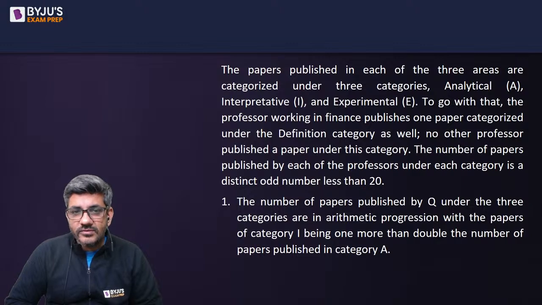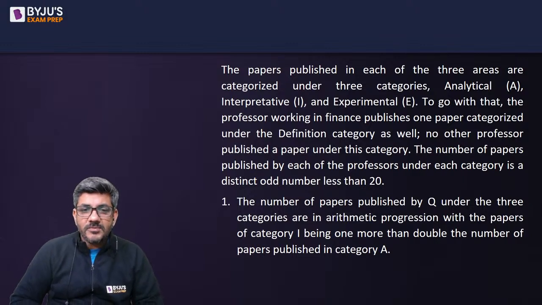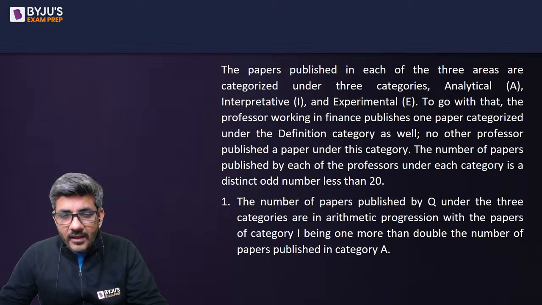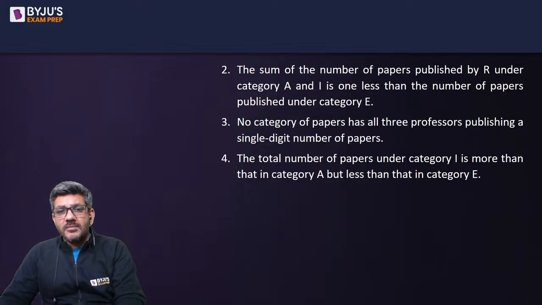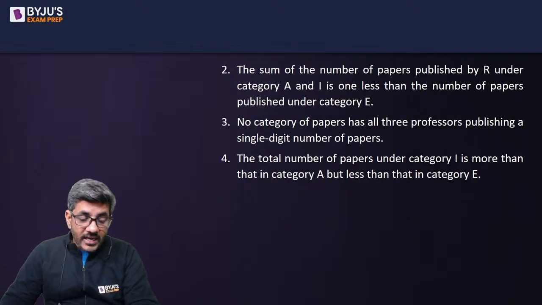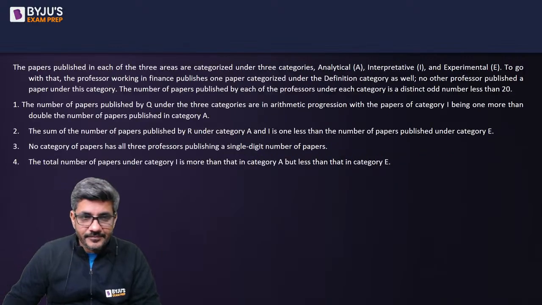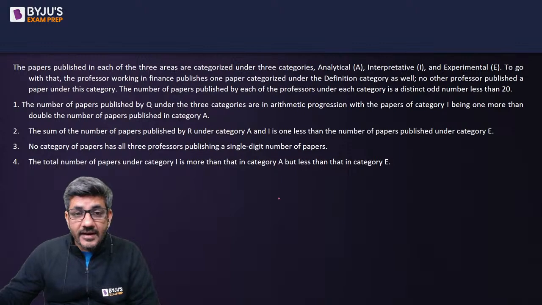All the rest will go elsewhere. The number of papers published by each of the professors under each category is a distinct odd number less than 20. And then there is some information on this. This is statement number 1. Then we have statements number 2, 3, and 4. What I have done, I have put all of that on one single page here. And let's start filling it up now.